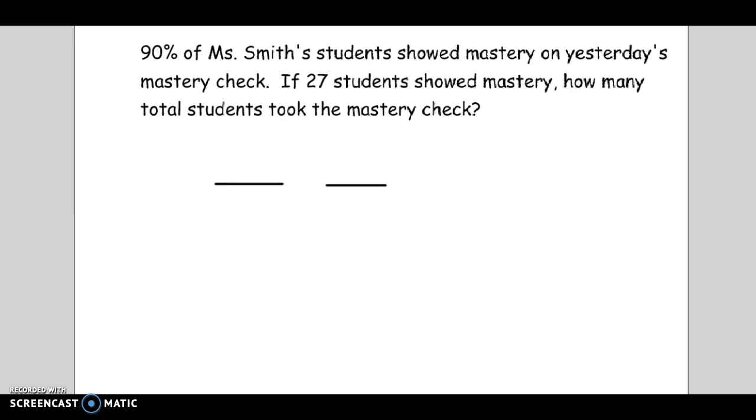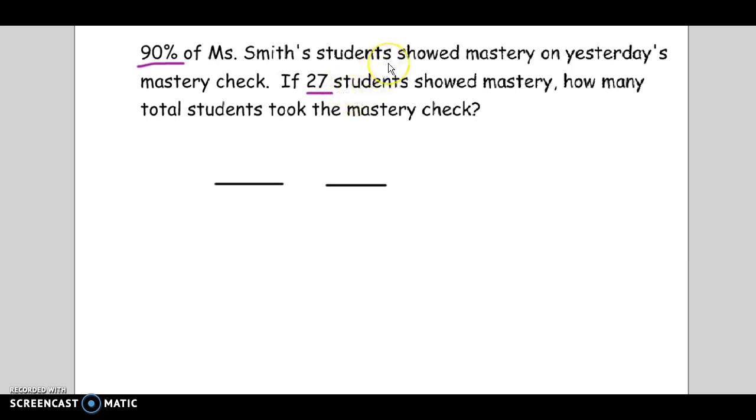Today we're going to do a problem that says 90% of Miss Smith's students showed mastery on yesterday's mastery check. If 27 students showed mastery, how many total students took the mastery check? Well, we're looking for 90%, and we know that we have 27 students who showed mastery.